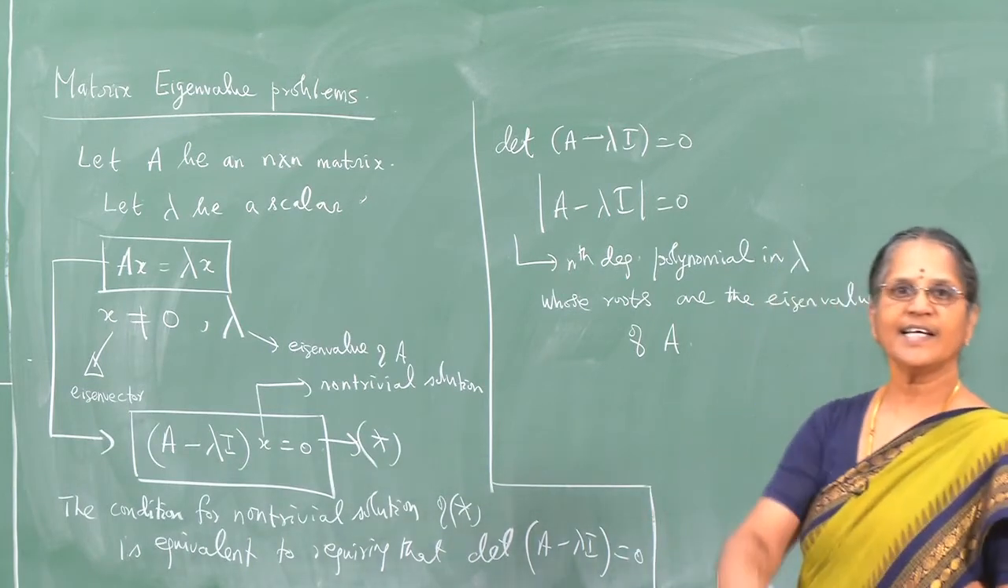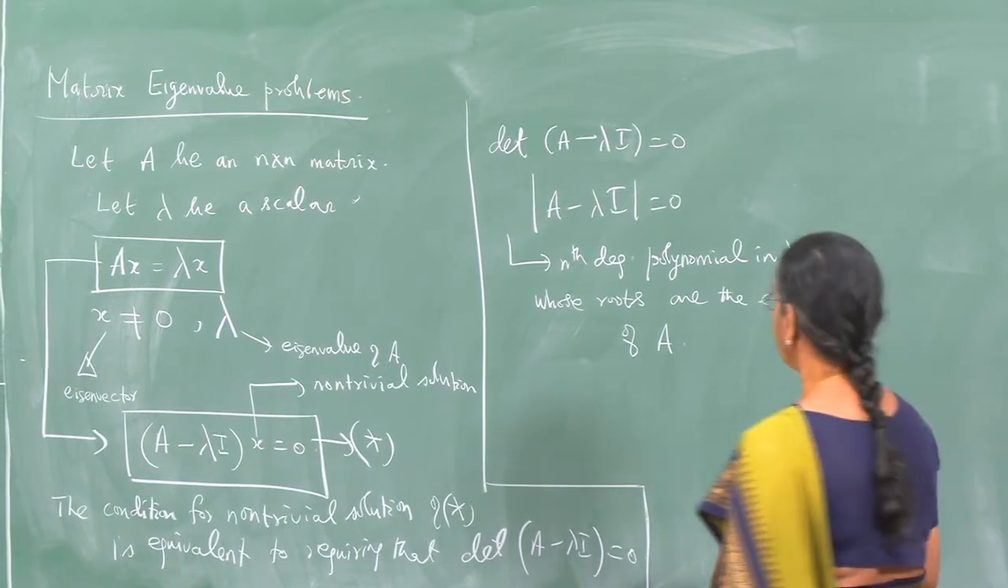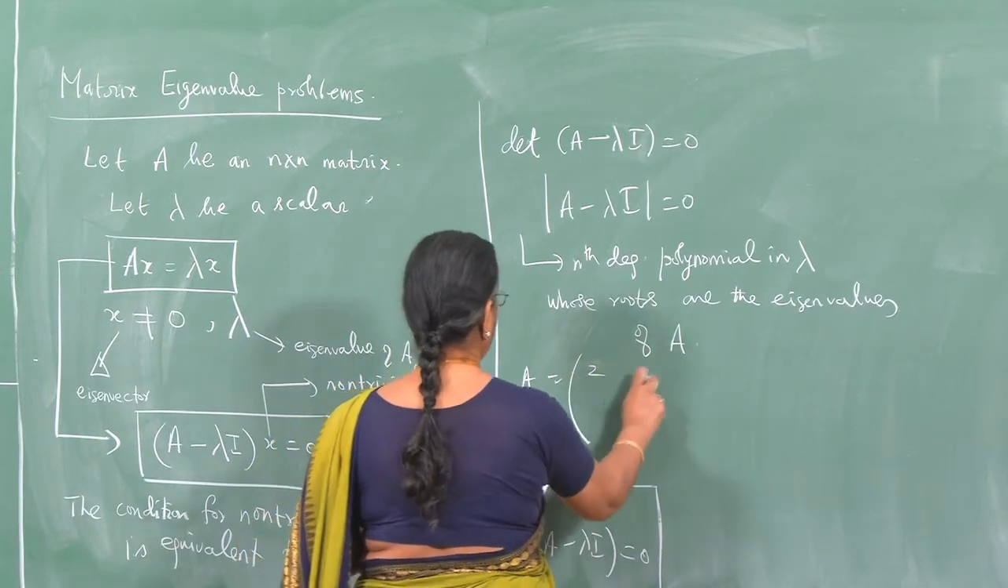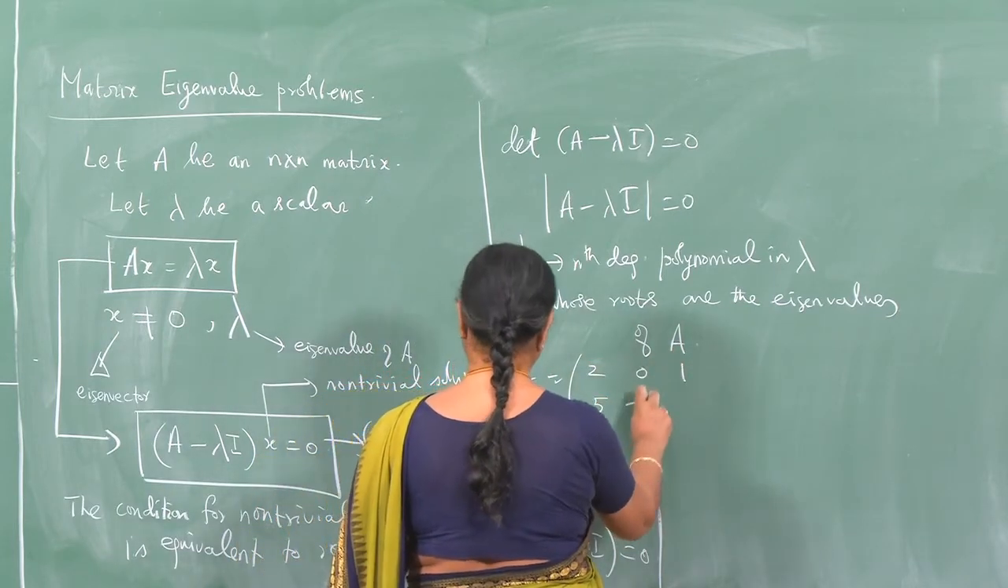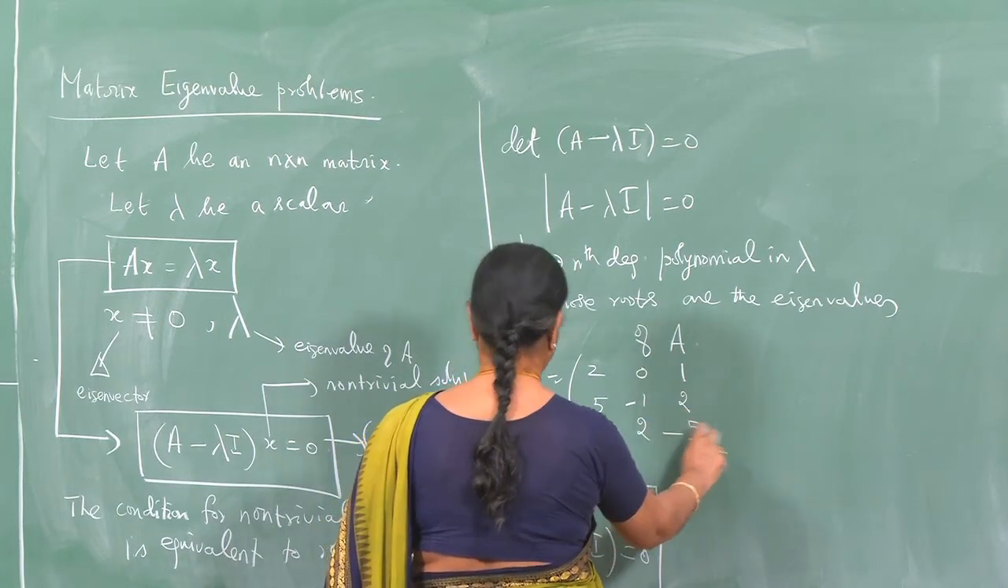So, let us consider a simple example by taking A to be a 3 by 3 matrix. Suppose say A is 2 0 1, 5 minus 1 2, minus 3 2 minus 5 by 4.